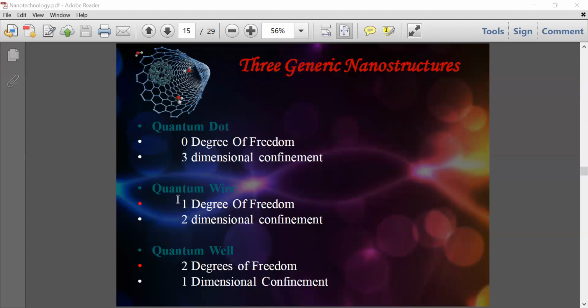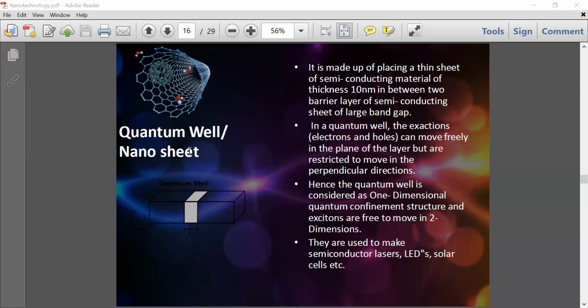So this is quantum dot, quantum wire, and quantum well. Quantum dot is three-dimensional confinement or zero-dimensional nanostructure. Quantum wire is two-dimensional confinement or one-dimensional nanostructure. And quantum well, this is one-dimensional confinement or two-dimensional nanostructure. This is quantum well or nanosheet.